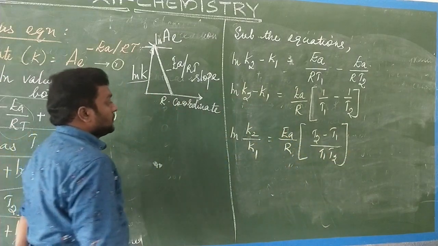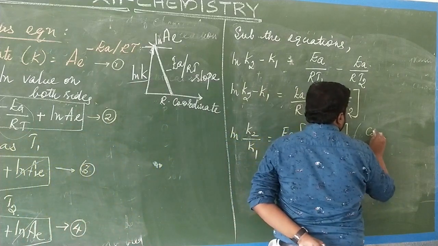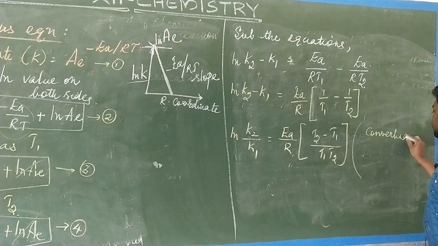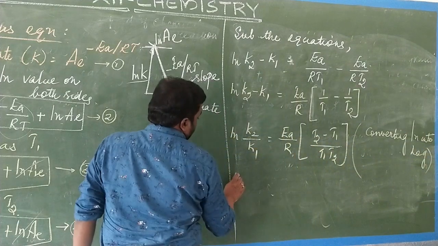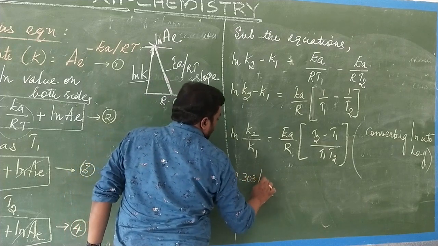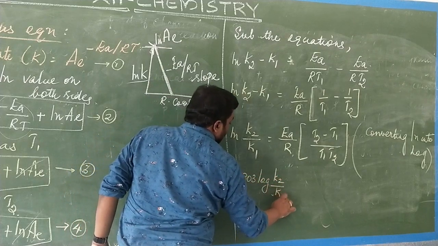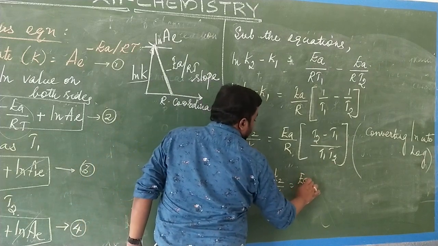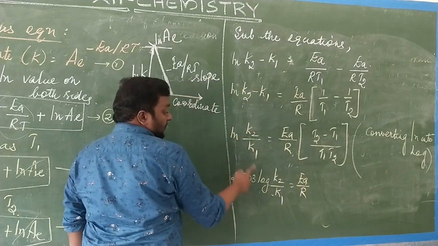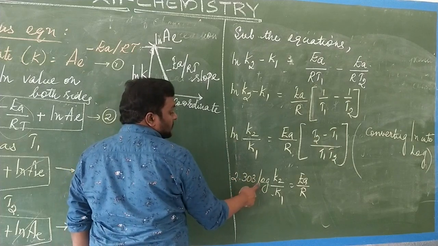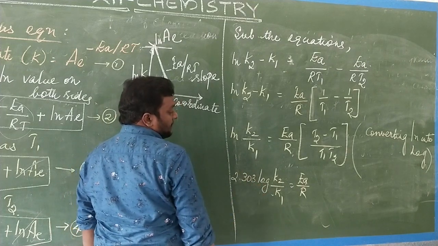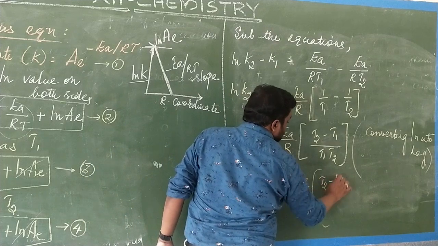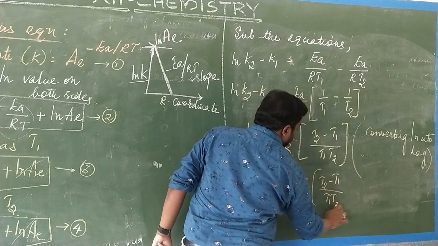Correct? Now I am converting ln into log. So what will happen? 2.303 into log value of K2 divided by K1 will be equal to EA divided by R into, because if we convert ln value to log, the value is 2.303 into log is equal to ln value. So 2.303 into log K2 divided by K1 will be equal to EA by R into T2 minus T1 divided by T1 into T2.